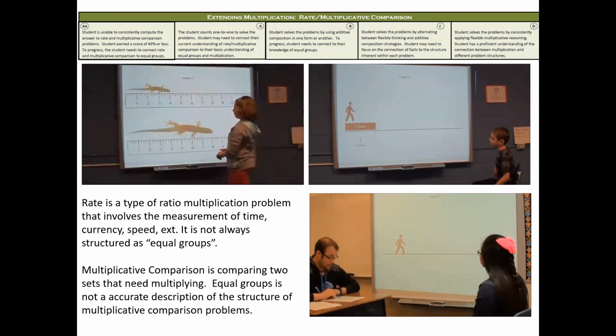Good. Okay, and here's what level B looks like. Again, this would be a rate problem, a rate multiplication problem. A man can walk 5 miles in 1 hour. How many miles will he walk if he walks for 6 hours? 30. And how'd you get that? I counted by 5, 6 times. Okay.